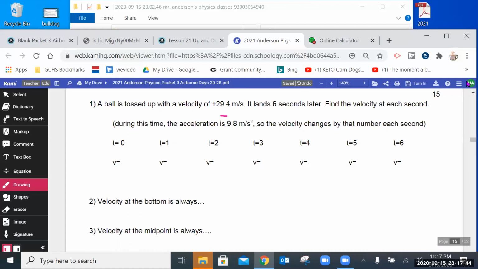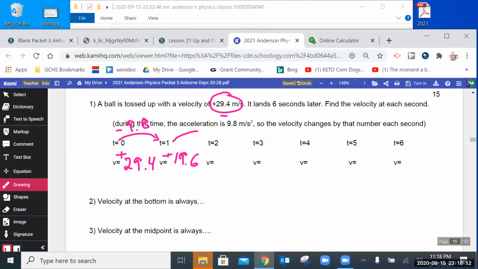It's going to start off, as we said, positive 29.4. Positive meaning it's going upwards. During the next second, that velocity is going to change by a negative 9.8. And so we get positive 19.6 as our velocity after 1 second.